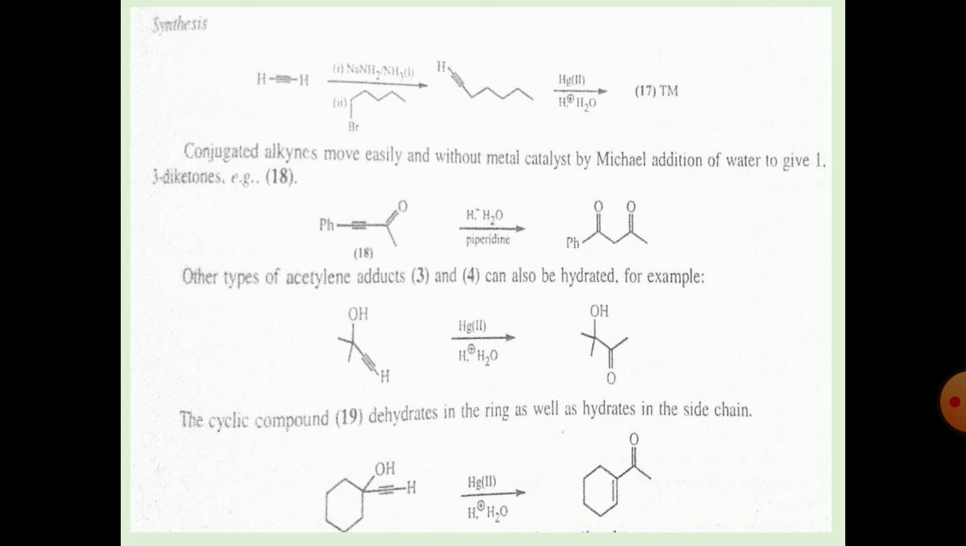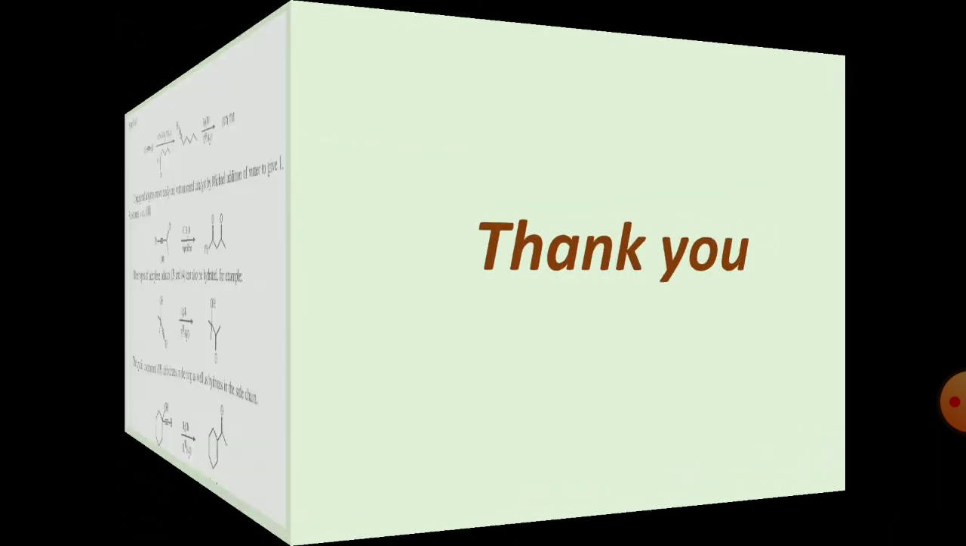For example, there is an OH and a triple bond. So the Hg2+ is reacted with this triple bond, with the formation of this ketone, and the cyclic compound is dehydrated in the ring as well as hydrated in the side chain. So this also forms an alpha beta unsaturated compound. An alpha beta unsaturated ketone is also formed. Thank you.